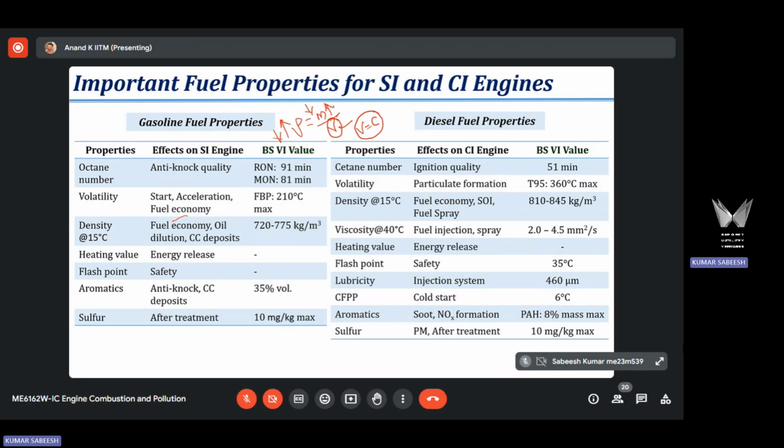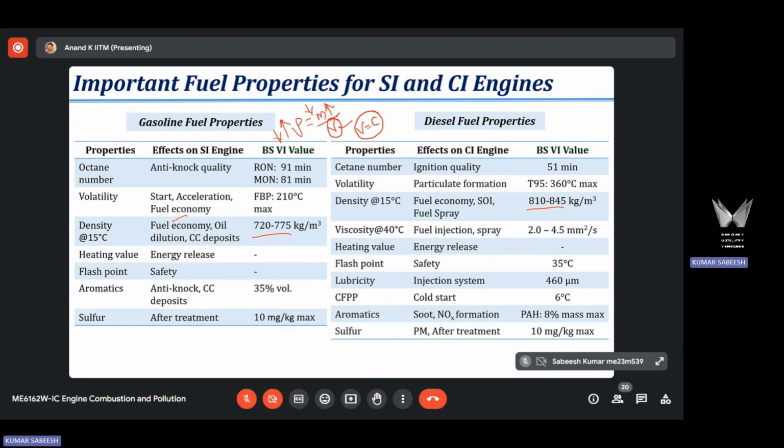This is one of the reasons why diesel engine fuel economy is always high compared to gasoline engine. You could see that the density here is 810, here it is 720. Diesel is a high density fuel. This is one of the reasons why the mileage is better with a diesel vehicle compared to gasoline vehicle. I'm comparing similar engine capacity, okay, and rated power. Diesel is beneficial because it's a high density fuel.